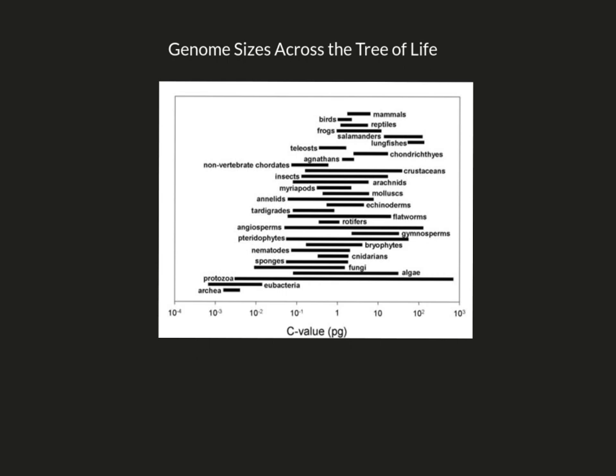Genome sizes vary across the tree of life. What you're looking at here on the x-axis is the C value of different genomes shown in picograms. A C value of 1 is about 1 billion base pairs, or BP. We can also call this 1 gigabase.